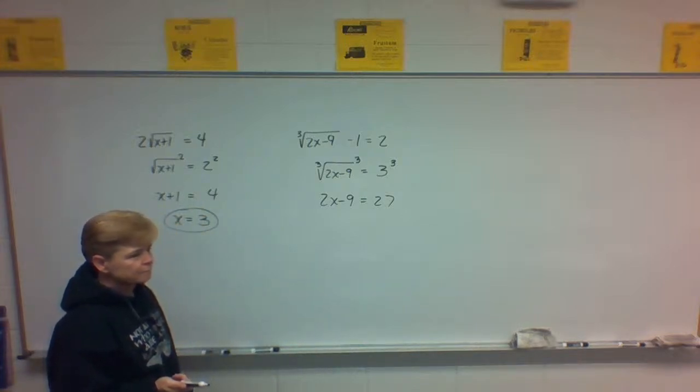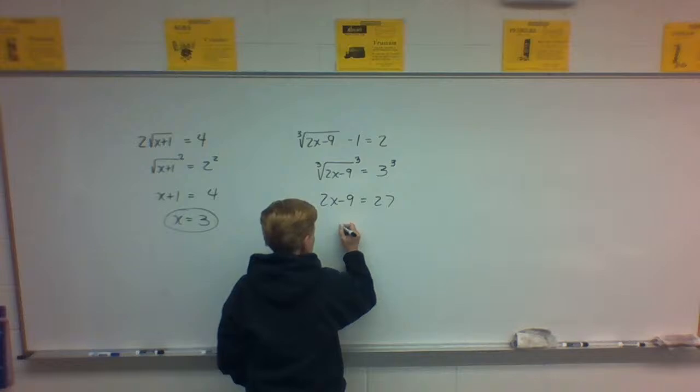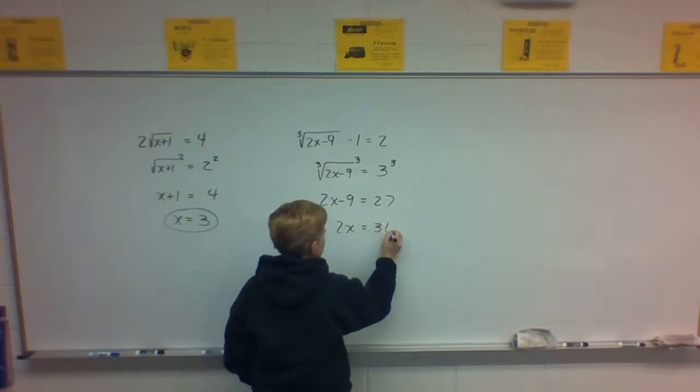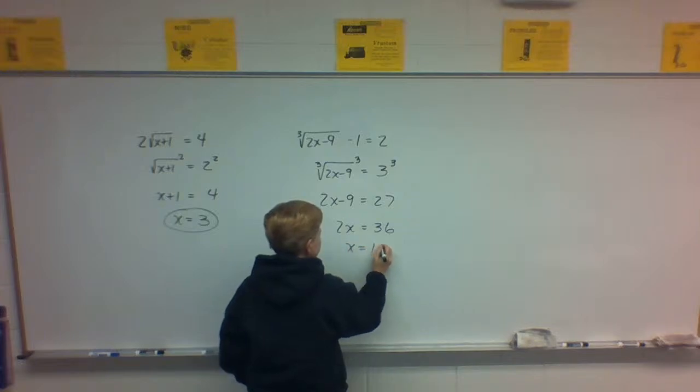Okay, so far? Now it's easy. 2x equals 27 plus 9, which is 36. Divide 36 by 2 and you get 18.